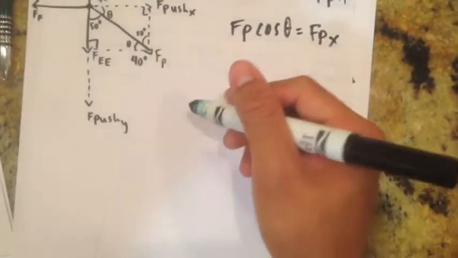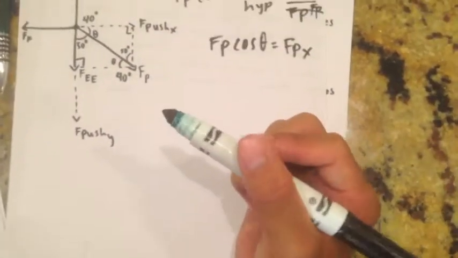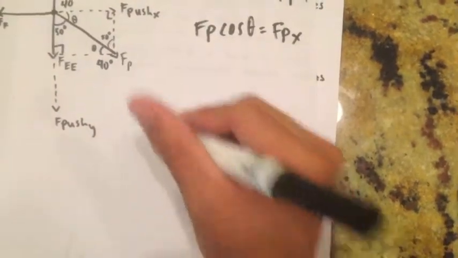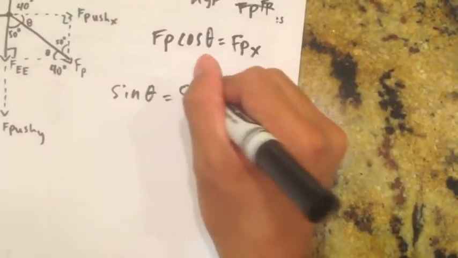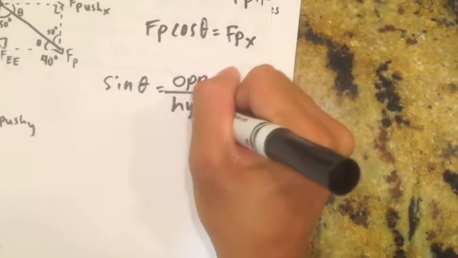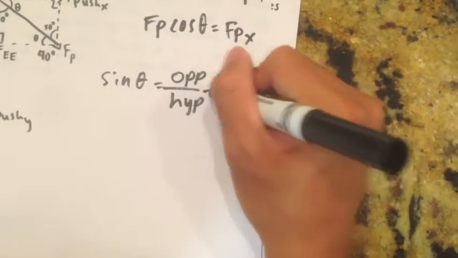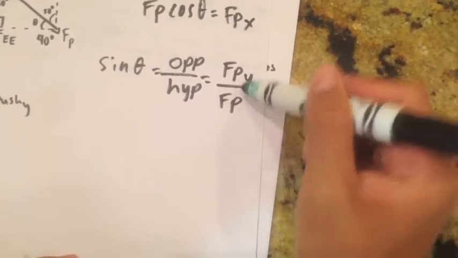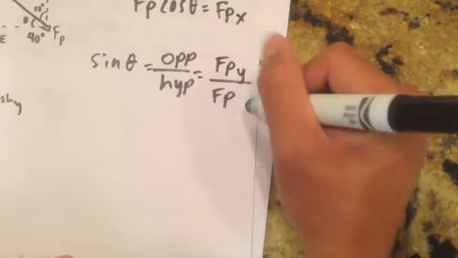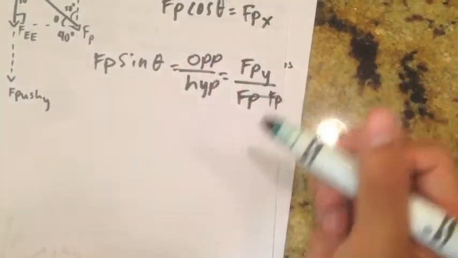Now that we found the force of the push in the x dimension, we will find the force of the push in the y dimension. To find the equation of the force of the push in the y dimension, we will be using sine theta. Sine is opposite over hypotenuse. Opposite is force of the push in the y dimension, and hypotenuse will be force of the push. To get force of the push in the y dimension, we'll be multiplying force of the push on both sides, which will get force of the push in the y dimension by itself.